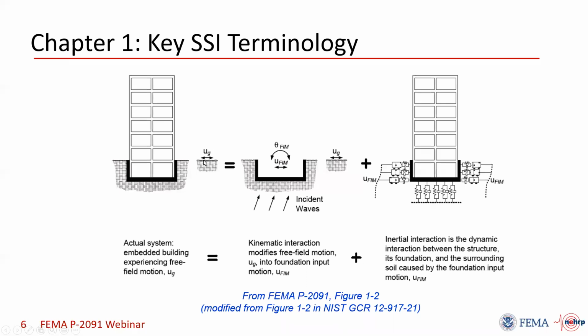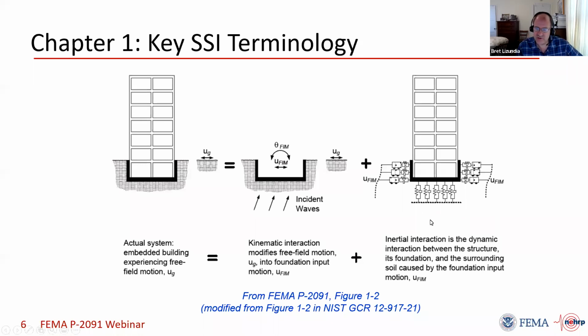So, we're wiggling the free field motion of the ground, and the building feels something that comes into its foundation. That's often called FIM, the foundation input motion, what the building is actually experiencing, since that's somewhat different than the free field motion. And that difference is caused by kinematic interaction, and we'll explore that in some detail. That's kind of half of the story.